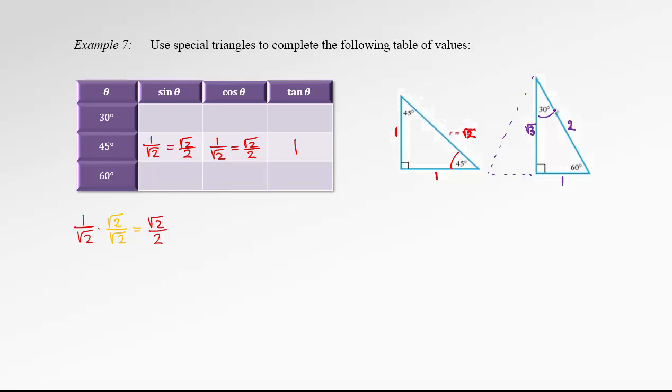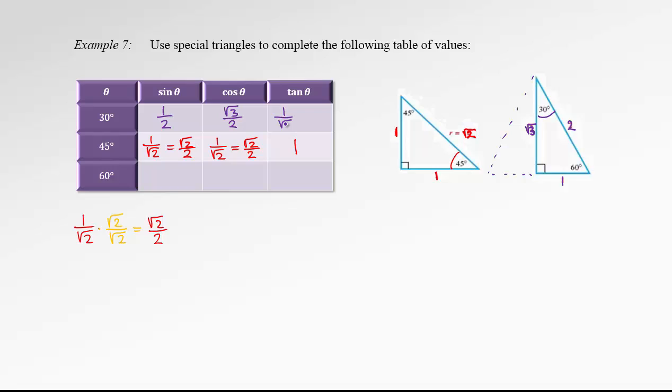Okay, let's focus on angle 30 degrees. Sine of 30 is opposite over hypotenuse, so it's 1/2. Cosine of 30 is adjacent over hypotenuse, so it's root 3 over 2. Great. And finally, tangent of 30 is 1 over root 3.